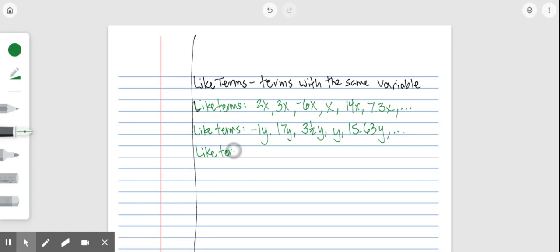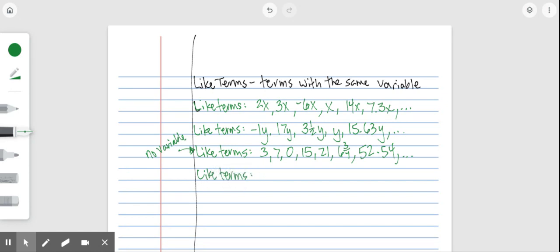Like terms like 3 and 7 and 0 and 15 and 21 and 6 3/4 and 52 and 54/100ths, so on and so forth. So these ones are special because they don't have a variable, but they're still like terms. No variable. They're like terms because they all share the fact that they don't have a variable. So they have the same variable component because they don't have one. Okay, and then here's one more special one, like terms.